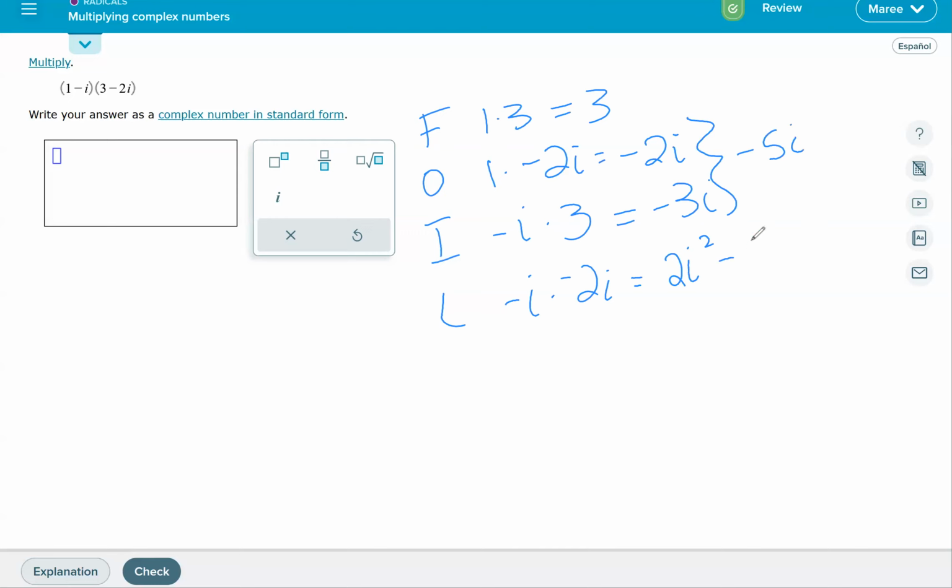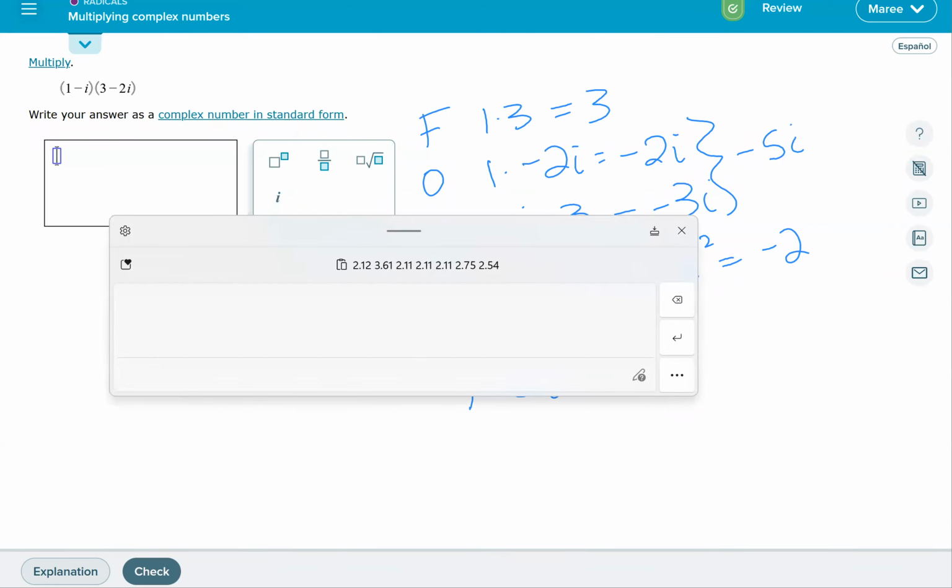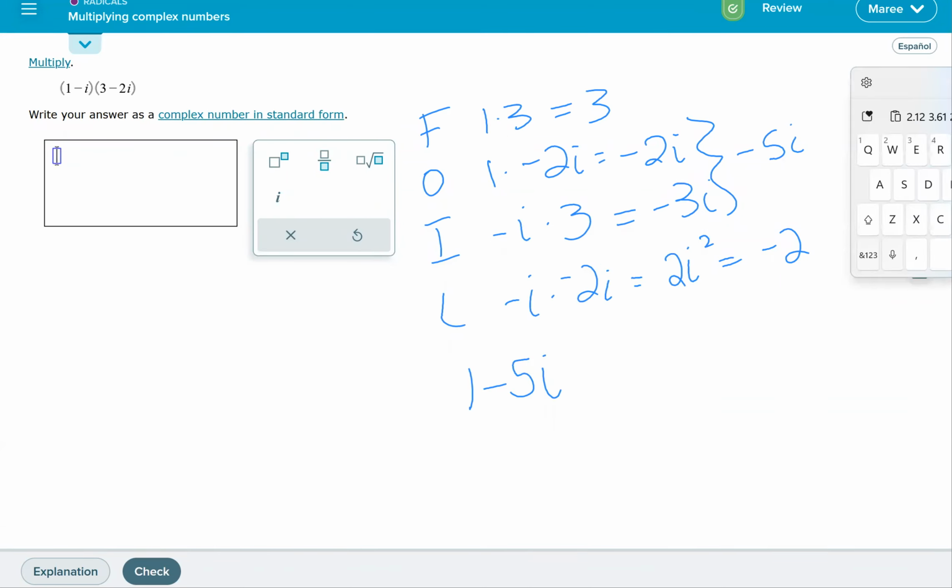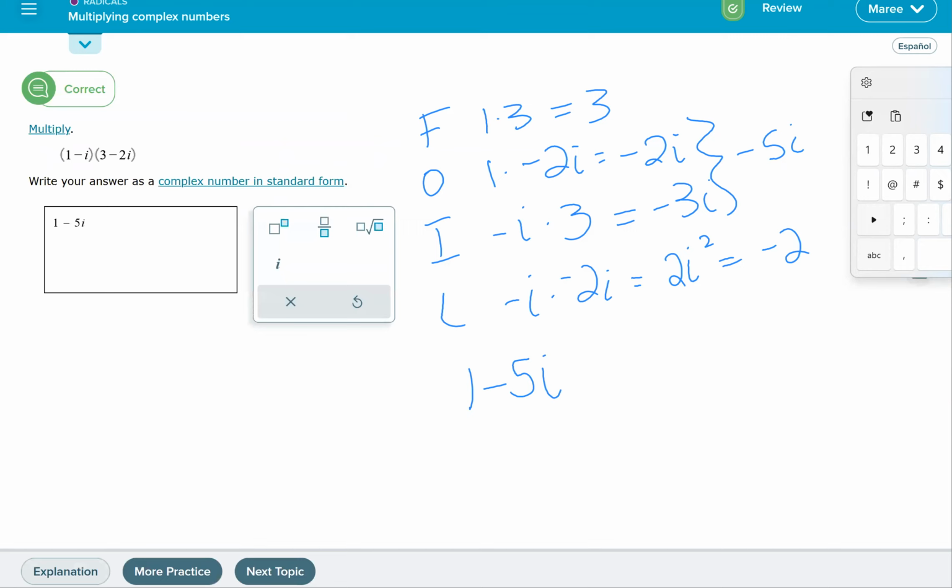And 2i squared is negative 2 because i squared is a negative 1. 3 minus 2 is 1. So we have 1 minus 5i. And that's the end of the lesson.